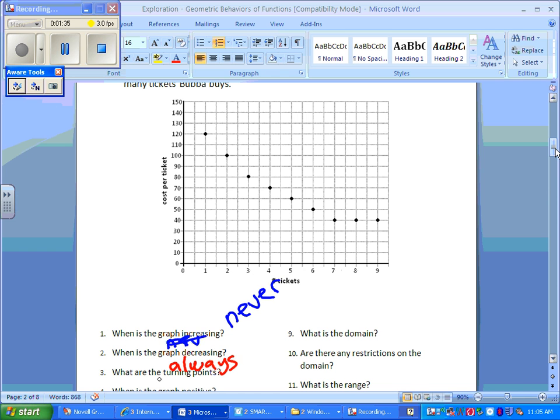Number 3 asks, are there any turning points? Remember what turning points were? Okay, a turning point will be something like this. Yeah, I know you showed me yesterday. Okay, so that's a turning point. Are there any turning points in that one? No, not really. There are none.